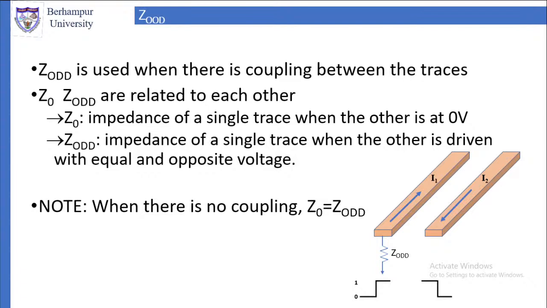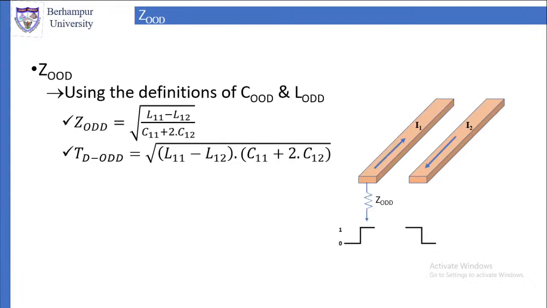Z0 and Z odd are related to each other. Z0 is the impedance of a single trace when the other line is at 0 volt. Z odd is the impedance of a single trace when the other line is driving it with equal and opposite voltage. Note that when there is no coupling, which means the other line is at a large distance, then Z0 is equal to Z odd. Now this we have already seen, the Z odd expression.